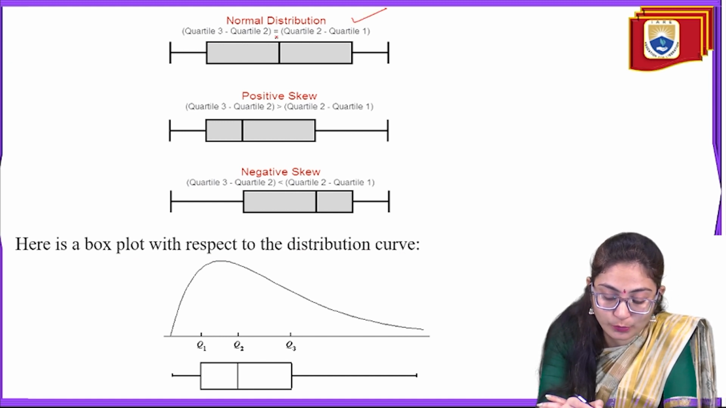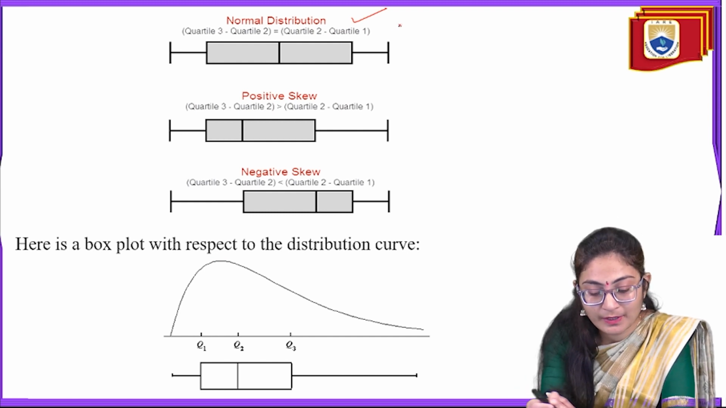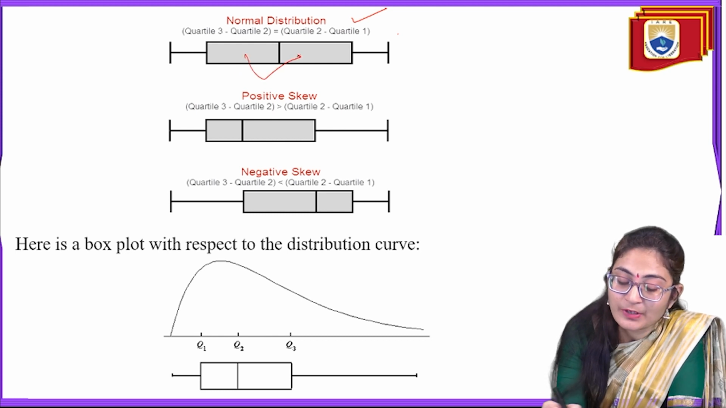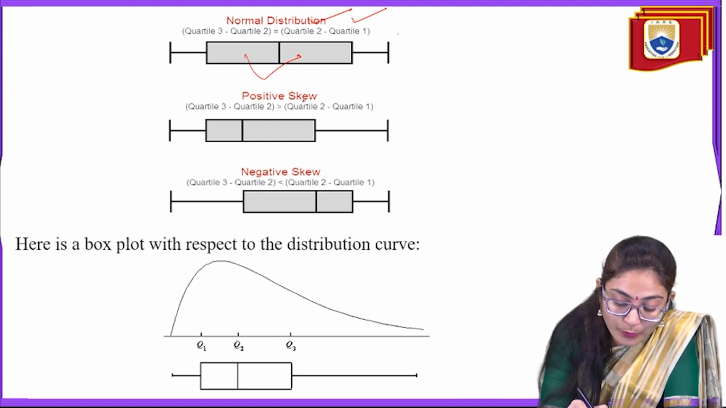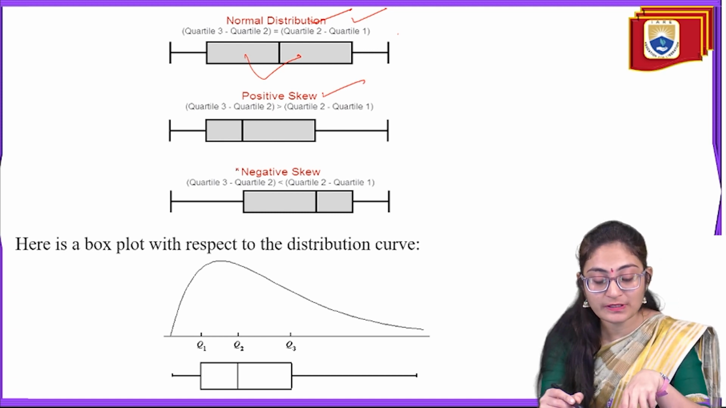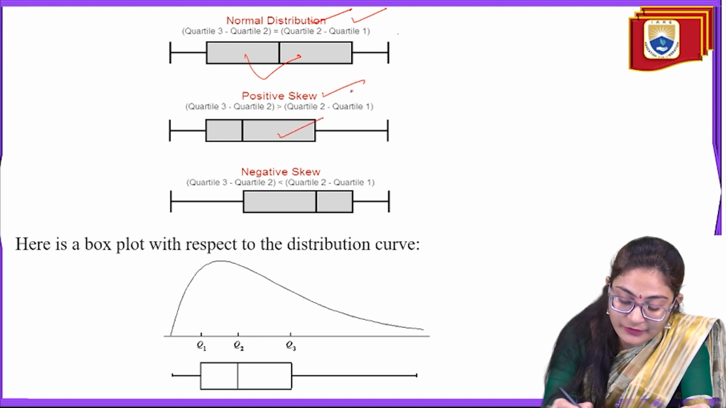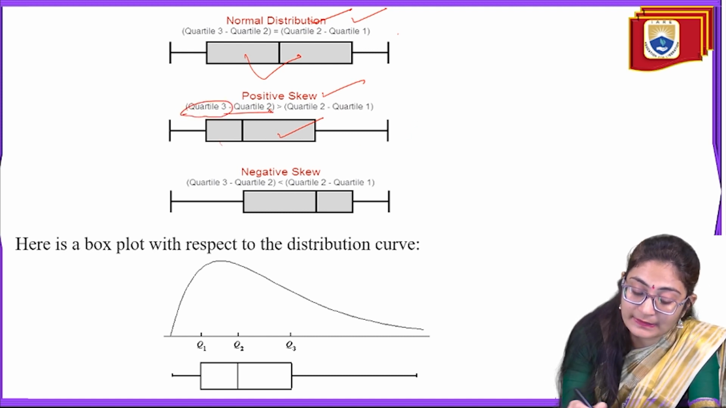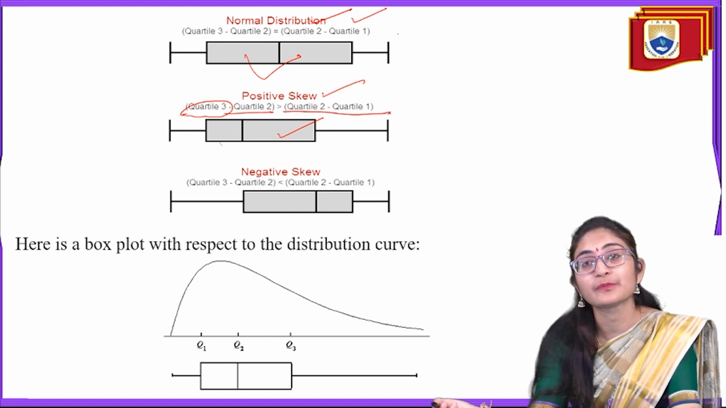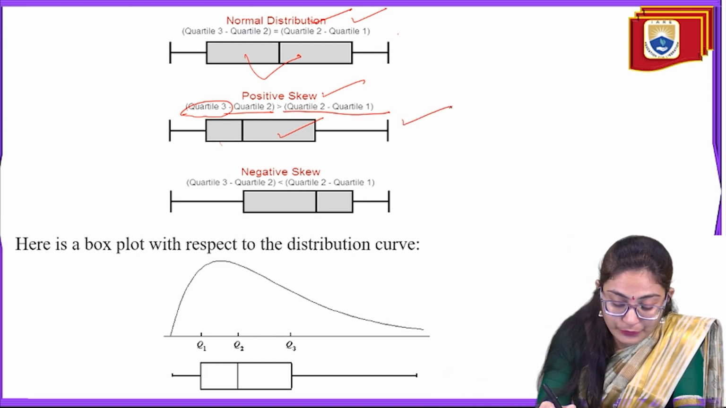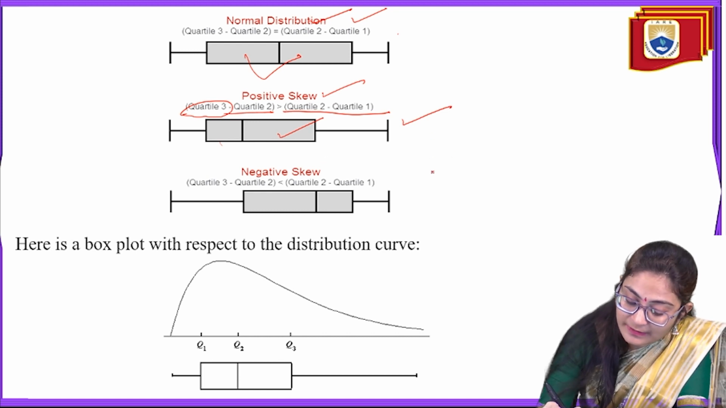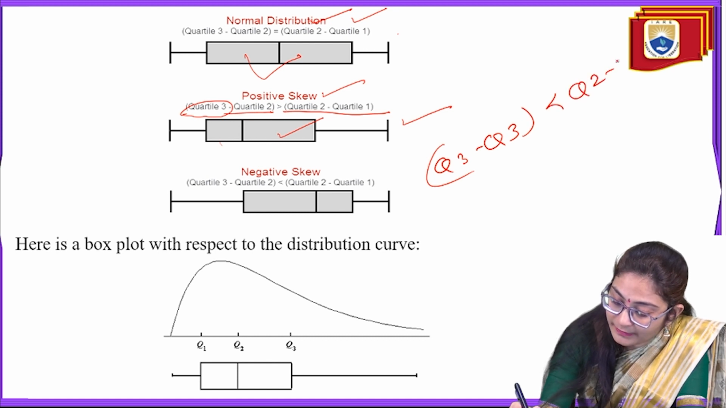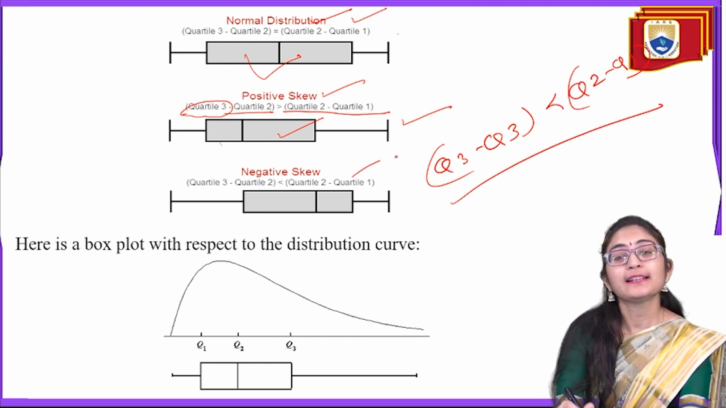So this is your normal distribution. Quartile 3 minus quartile 2 is equal to quartile 2 minus quartile 1, so you can see both portions are the same. Positive skew means this portion is small and the other is large, so quartile 3 minus quartile 2 is greater than quartile 2 minus quartile 1. And negative skew means quartile 3 minus quartile 2 is less than quartile 2 minus quartile 1.